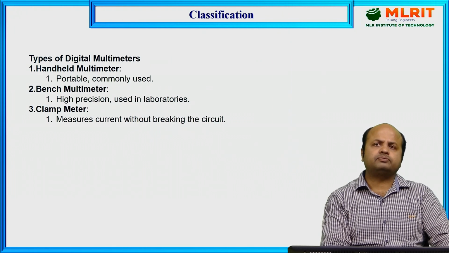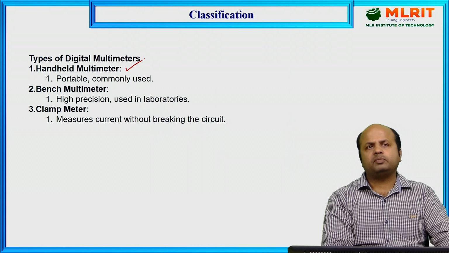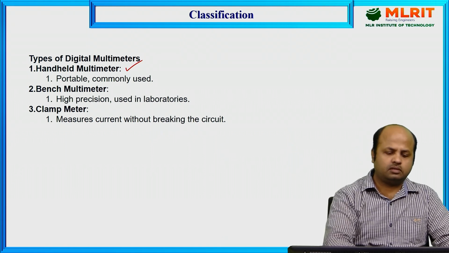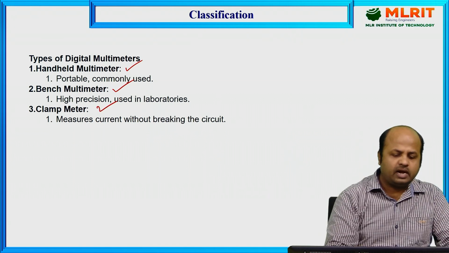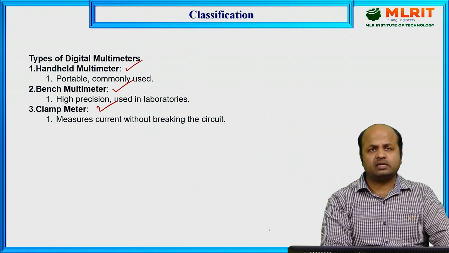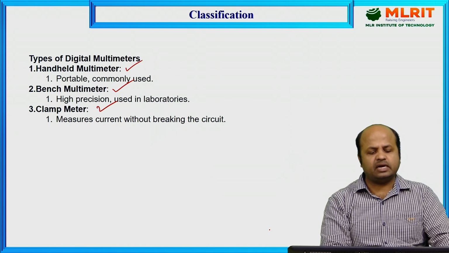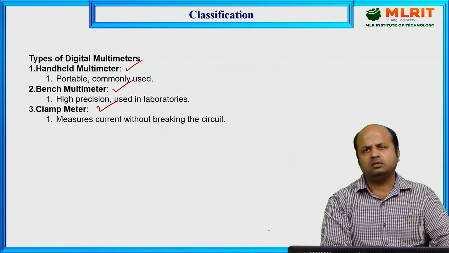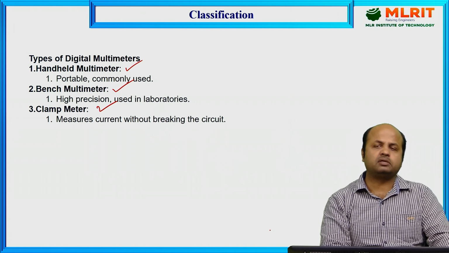What are the different types of digital multimeter? Digital multimeters are basically of three types. First is the handheld multimeter. Then we have the bench multimeter. Then we have the clamp meter. Handheld multimeters are portable. Bench multimeters are very highly precise and accurate. And a clamp meter can measure the current without breaking the circuitry. So clamp meter, bench multimeter and handheld multimeter, these are the three categories of digital multimeter.